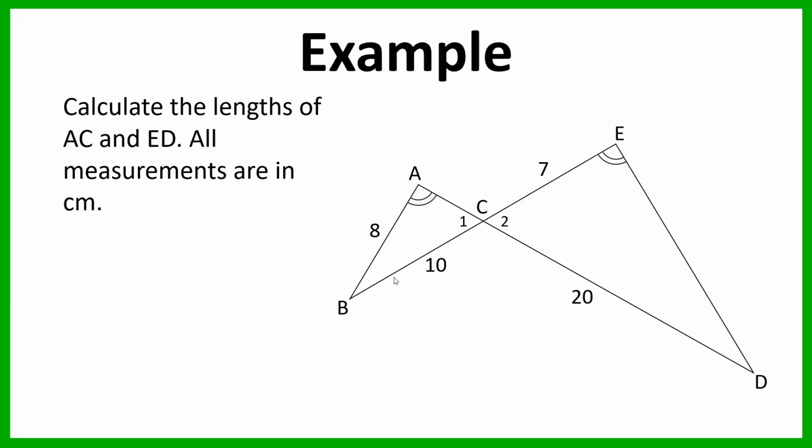Okay, so in order to calculate the lengths of AC and ED, I first have to prove that these two triangles are similar, and then I'll be able to use the fact that they're in proportion to work out what the lengths of these two sides are. Okay, so let's have a look at proving that they are similar first.